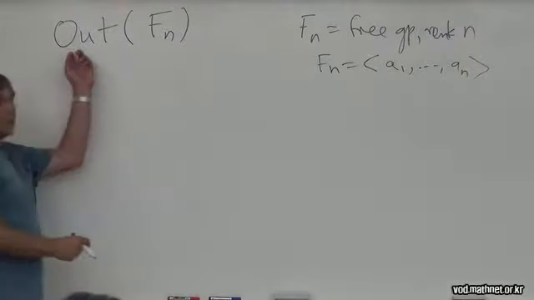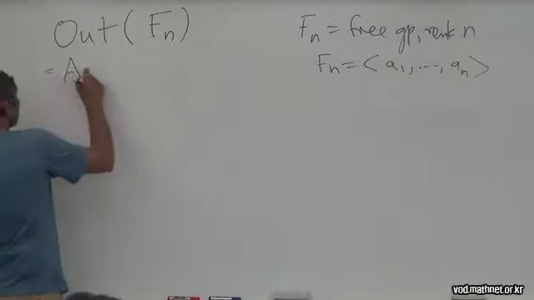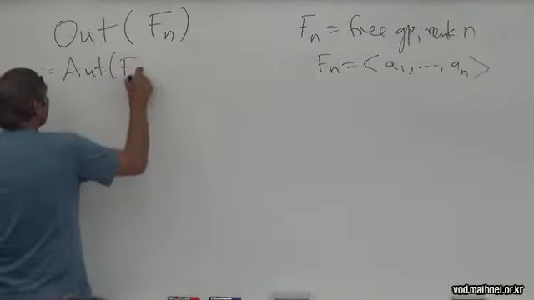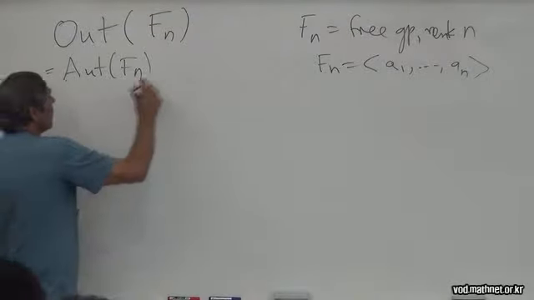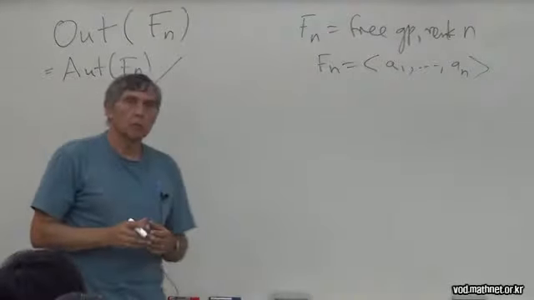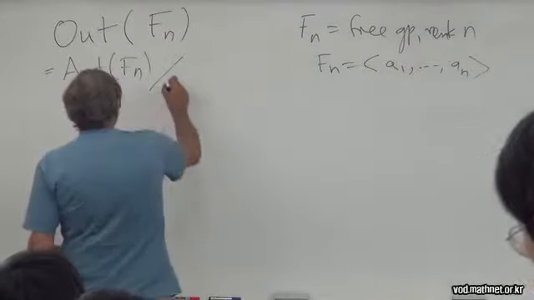And then what is this Out? Well, you take the group of all automorphisms of this group. So this is the group of all automorphisms, and then you mod out by the normal subgroup that consists of inner automorphisms, right?